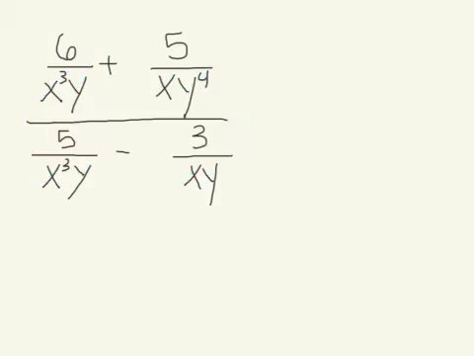We want to simplify this complex fraction. And one of the ways you can do that is by clearing the denominators of all of these mini fractions inside of it by multiplying by the least common denominator of them.